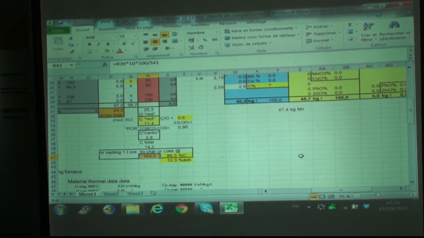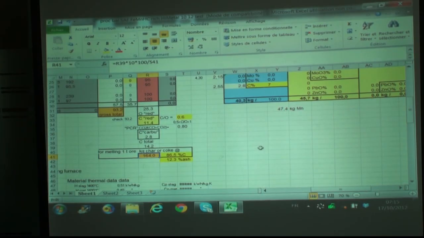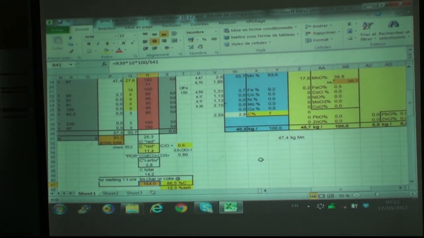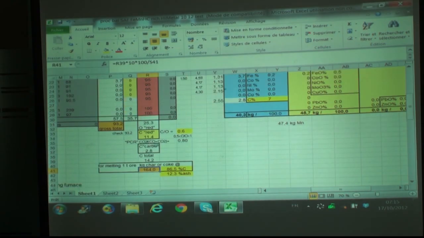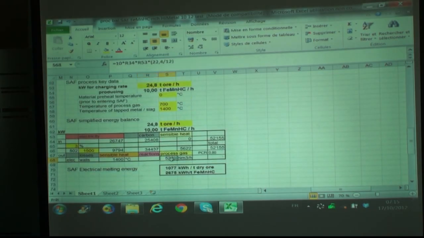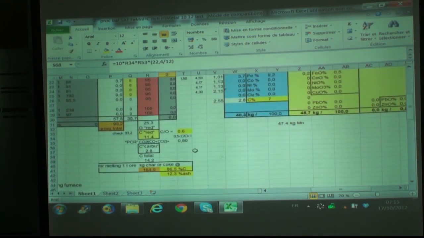Let's move to the energy balance. Before going to that, is there any overall off-gas volume on this sheet? Yes, actually it is calculated here, so we will see it just after. But you're right, since we know how much carbon, it's simple to calculate the amount of gas, of course.